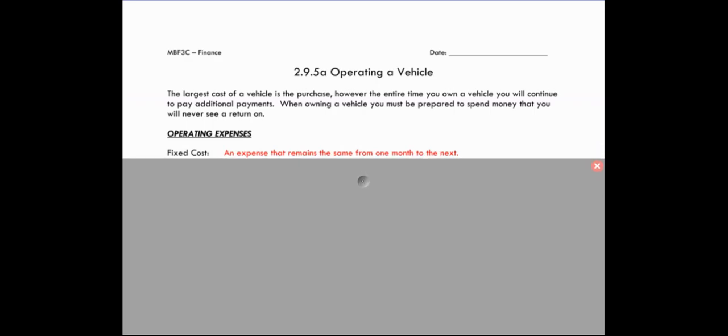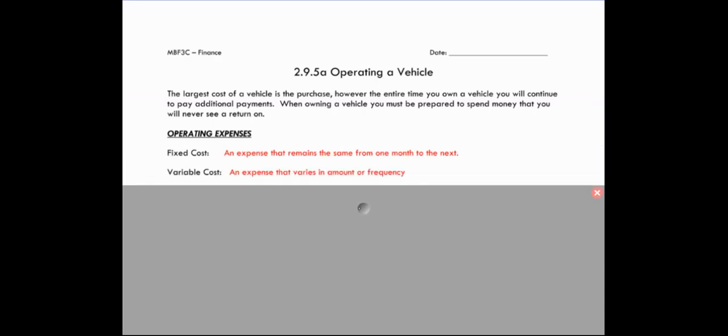So at this point, we're going to go through some notes that are pre-typed, and we'll just discuss them. And later on, we'll get into the math behind some of the costs of owning a vehicle. The operating costs: you have some fixed costs. These would be an expense that remains the same from month to month. A varying cost would be an expense that varies in the amount or frequency.